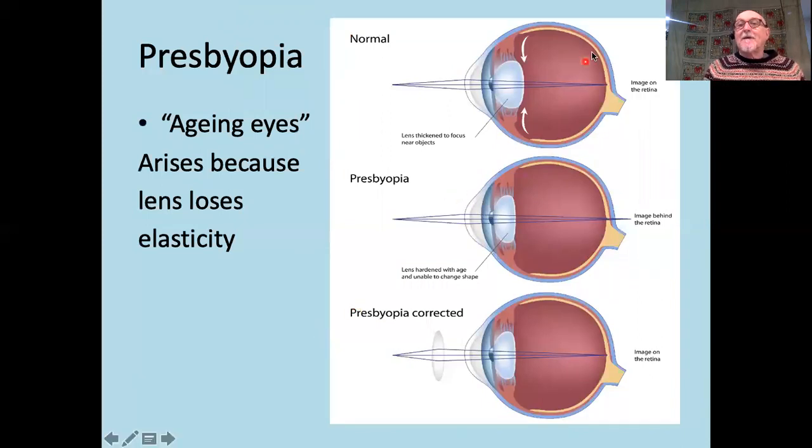Now this is one which almost every single human being ends up suffering from eventually. This is called presbyopia, and presbyopia is part of the aging process. You'll realize, if you're remembering the function of the lens, I told you that the lens has a natural spring to it, and its natural shape is more spherical. It is pulled flat by the ciliary muscles in order to focus the image clearly on the retina.